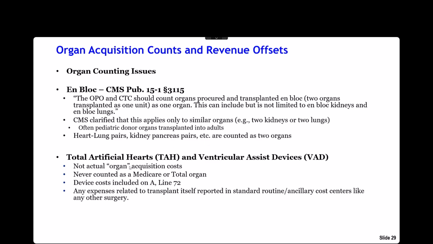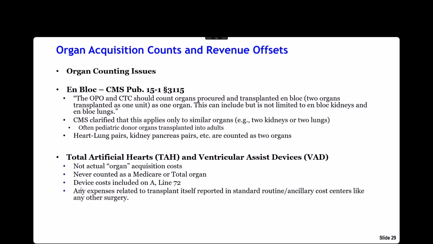And then we have another thing that's really not truly an organ to begin with. It's acting as an organ, but it's not really an organ. It's a total artificial heart or a ventricular assist device. Certainly very good technology that is very helpful when there is no donor that matches you at that time. But because these are not organ acquisition type things, you're not excising an organ, it's technology that you have, they're never going to be counted as a Medicare or total organ.